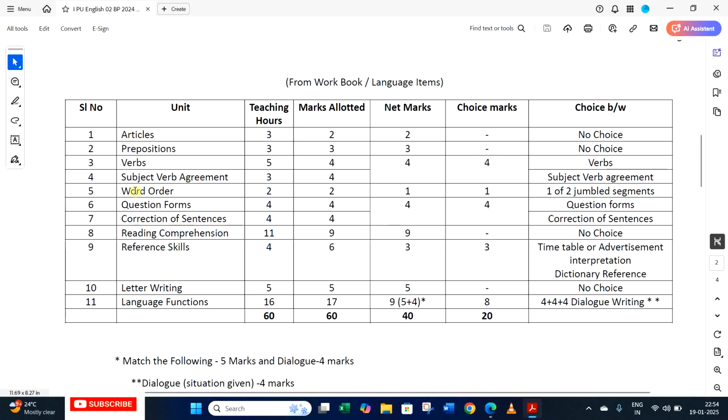Let us go towards the next unit, that is word order, right? We can go over here and identify the marks allotted. 2 marks are allotted, so out of 2 we have to write 1, right? So there will be a choice, internal choices, yes, there is one choice. So 1 out of 2 jumbled segments.